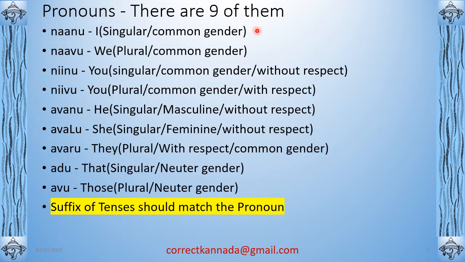Pronouns. There are 9 pronouns. Nanu, Navu, Neenu, Neevu, Avanu, Avalu, Avaru, Adu, Avu. Nanu is I, singular, common gender. Right? Navu, we, plural, common gender. Neenu, you, singular, common gender without respect. If you're talking to an inferior or somebody casually. Neevu, with respect, you.